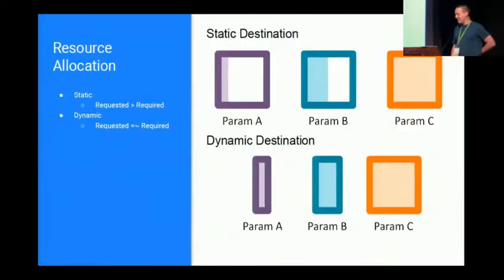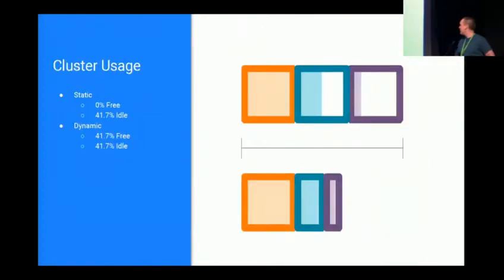Here's a toy example of why you would want to use a dynamic destination. If we imagine we're running a tool with 3 different parameter sets, you can see by the shaded area in the box the resources that are actually required, and the area is basically what we've requested. So we request more than we require, which means we are wasting resources. As seen here, if the top is the width of our cluster, we have 0% free, so we can't run any more jobs, but our cluster is 41.7% idle. And at the bottom, the idle amount is the same as the free amount. So that's what we want.